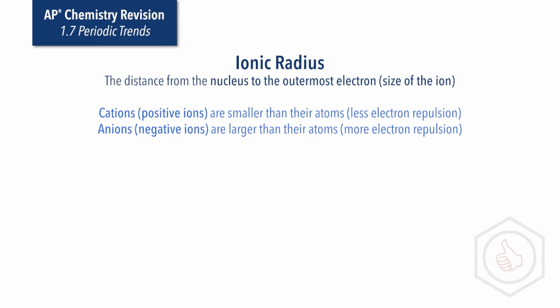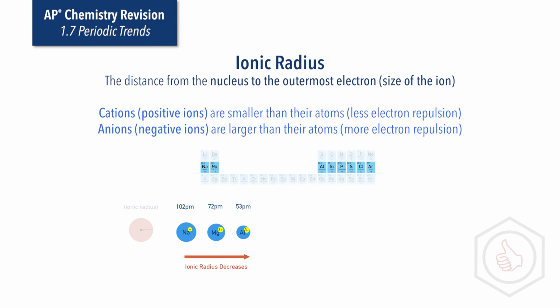For example, in period 3, the ionic radius decreases from Na+ to Al3+ as the nuclear charge increases, whilst the number of electrons stays the same. The ions all have the same electron configuration. This greater attraction from the nucleus pulls the outer shell of the ion more tightly, decreasing the ionic radius.